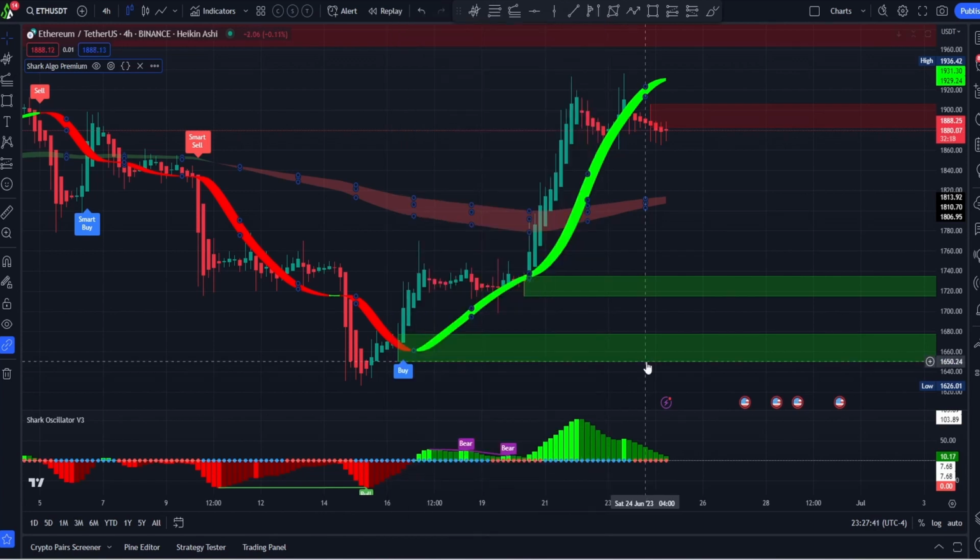All right, so you can see we're looking at Ethereum right over here, the Ethereum pair. And this is where I do my analysis, right?